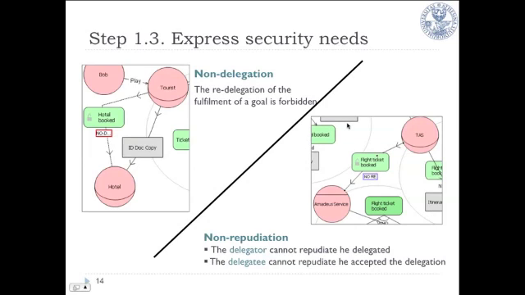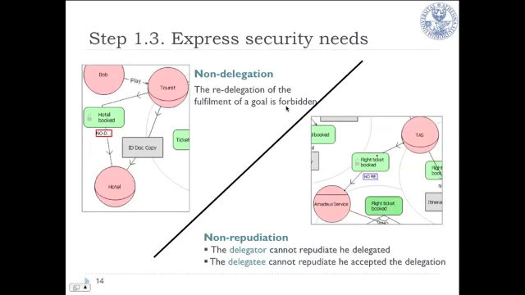On the third step, once we have represented the actors in terms of agents and roles, captured their objectives and their interactions, we then focus on the interactions and want to capture what are the security constraints that these actors have. We support a set of security needs in our language.